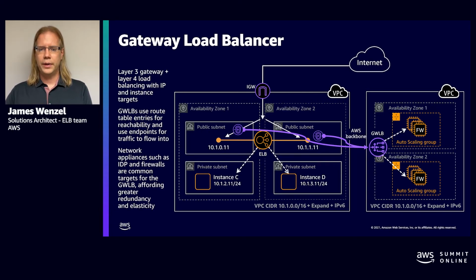The way the gateway load balancer works is it uses endpoints, and then you put them into your network, and you can actually shape the traffic to go using something like ingress routing, where you can put a routing table on your IGW and force the traffic through the gateway load balancer into those devices, and they can have auto-scaling groups so that your firewalls or your IDPs can grow and shrink based on your needs.